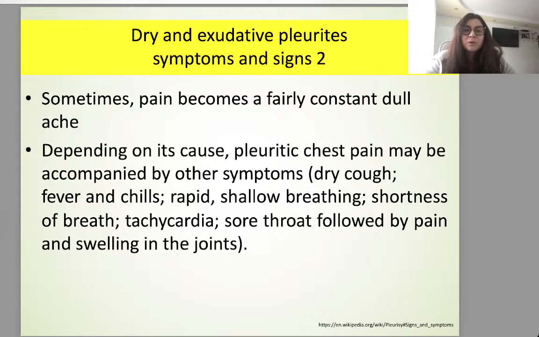Depending on its cause, pleuritic chest pain may be accompanied by other symptoms like dry cough, fever and chills, rapid shallow breathing, shortness of breath, tachycardia, sore throat, followed by pain and swelling in the joints.